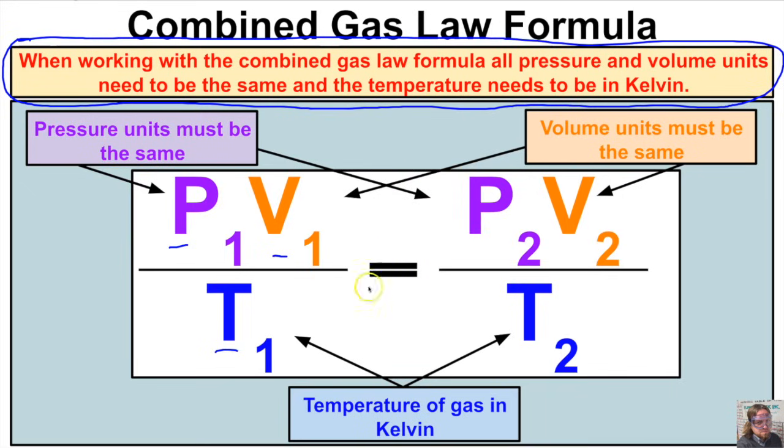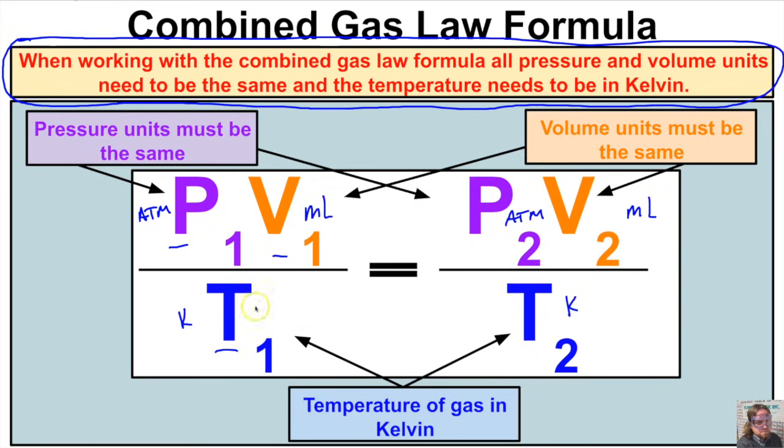Okay, so when we're working with the combined gas law, all temperature units need to be in Kelvin. If we're working with milliliters of gas here, then we need to be working with milliliters of gas over here. If the pressure over here is in atmospheres, then we need to make sure that the pressure over here is also in atmospheres. Okay, so here's your combined gas law. The original pressure of the gas times the original volume divided by the original temperature is going to equal the final pressure of the gas times the final volume divided by the final temperature of the gas.